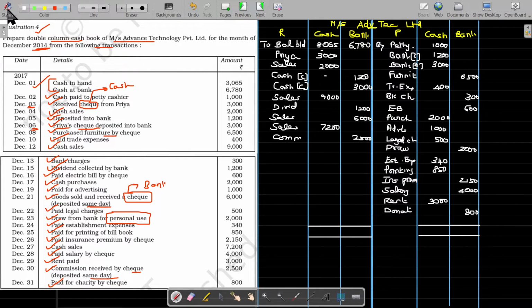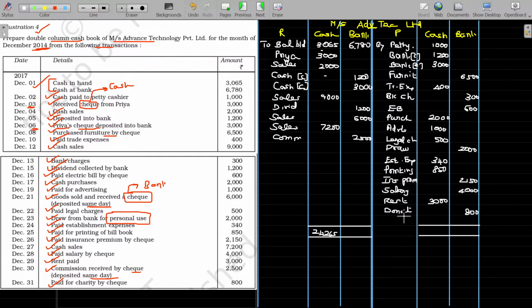Now, what is the value in the cash column? 24,265 in the debit side. Balance carried on being 10,975.